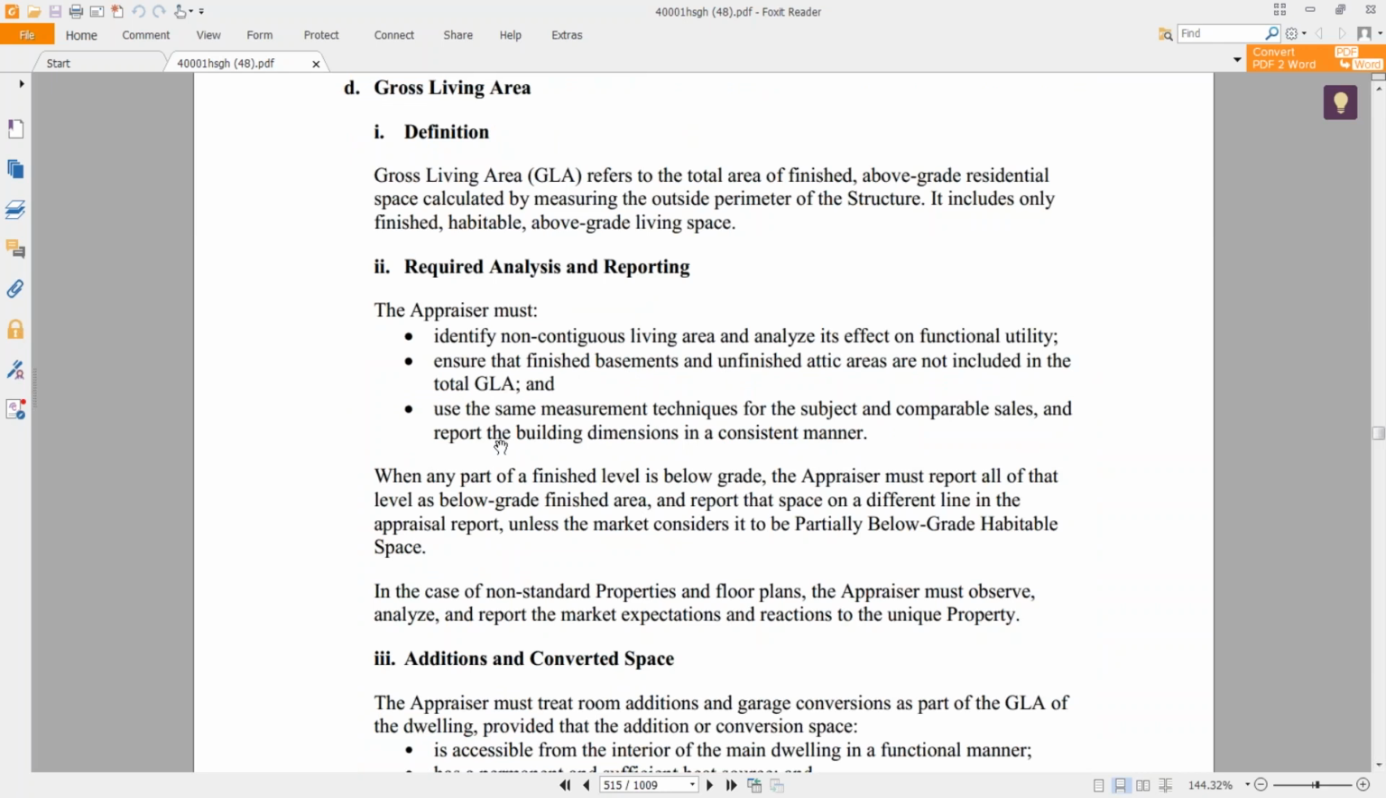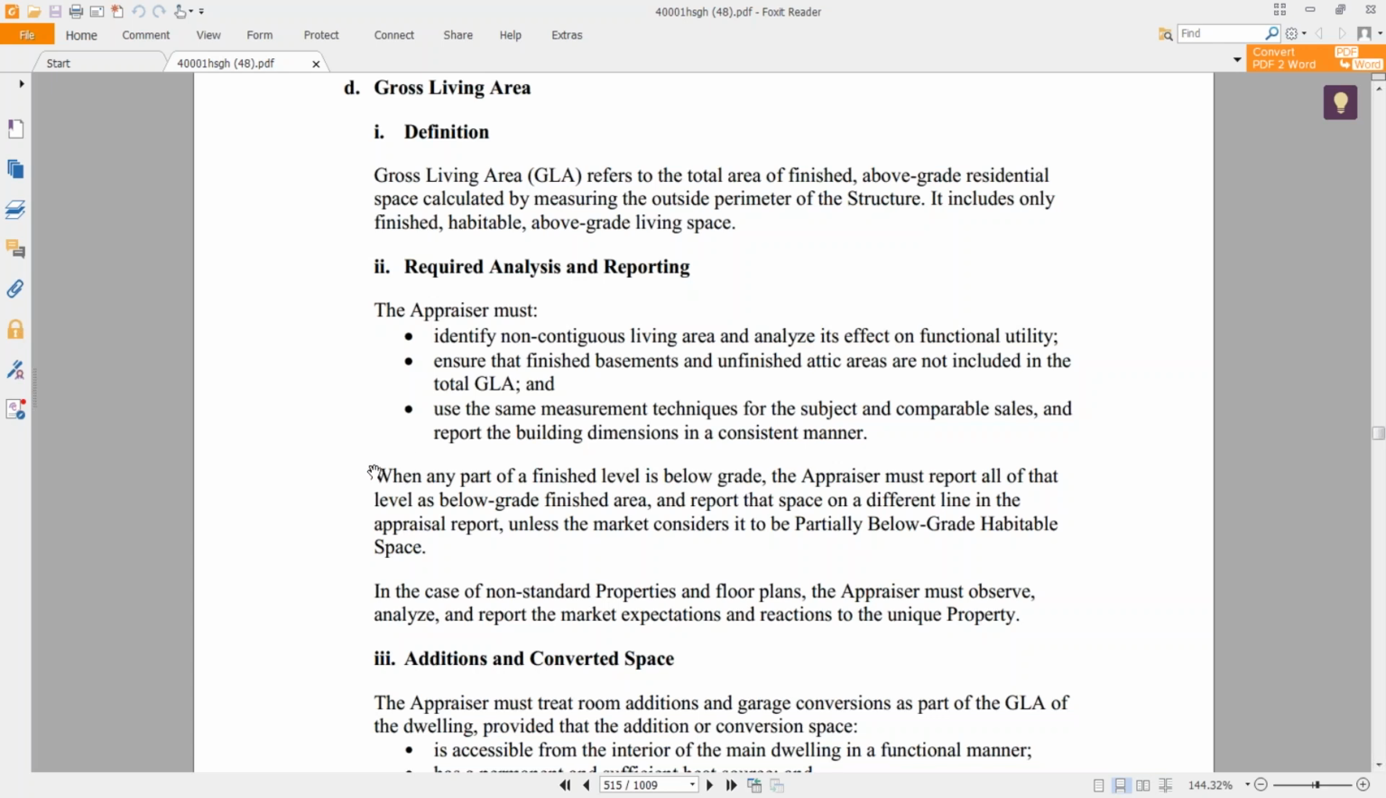Okay, it just bumps us right to the section, and we're looking again at section 2D, like dog. Subsection 3 there has quite a bit of information, but you can again take a look at the table of contents and get to know what the HUD handbook has. So here's gross living area, and it tells us that's referring to the total area of finished above grade residential space. You calculate it by measuring the outside perimeter of the structure. It includes only the finished habitable above grade living space, and it tells you here what analysis and reporting is necessary. Okay, it talks about basements.